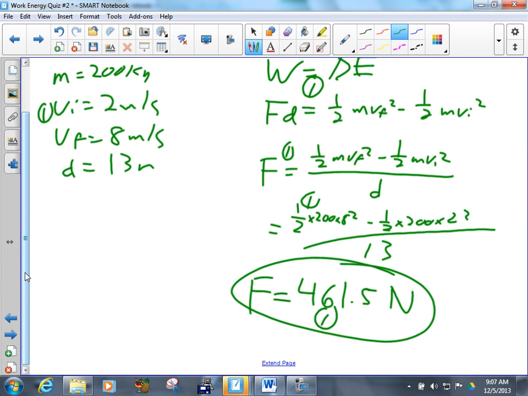All right, so that would be 1/2 times 200 times 8 squared minus 1/2 times 200 times 2 squared, over 13. When we do that, we should get 461.5 newtons. If they rounded to 462 or whatever, it's fine, as long as they got 461. We'll say they meant change in EK and say that that would be okay for a mark. All right, any other questions on that one? Mac?